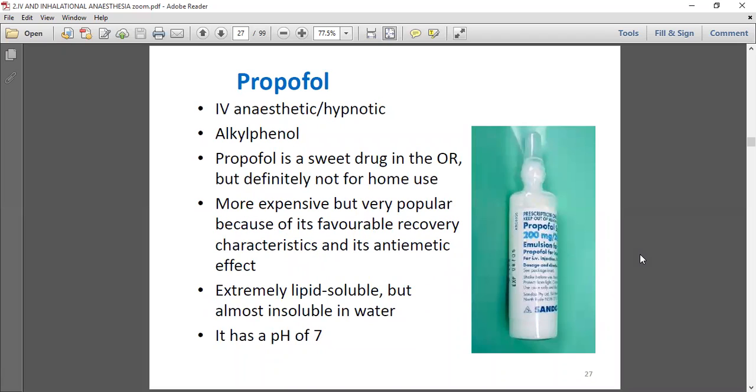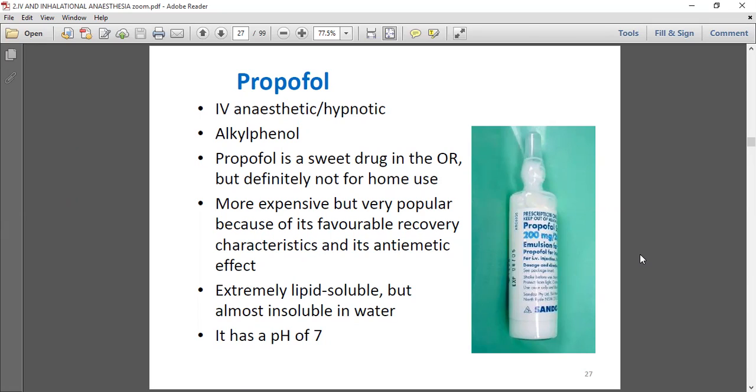So we are going to propofol. This one is such a good drug. Knocks you out in seconds. Anyway, it's an IV anesthetic or hypnotic. It belongs to the family of alkyl phenols. Propofol is a sweet drug in the OR, but definitely not for home use. It is more expensive but very popular because of its favorable recovery characteristics and its antiemetic effects. It is extremely lipid soluble but almost insoluble in water.